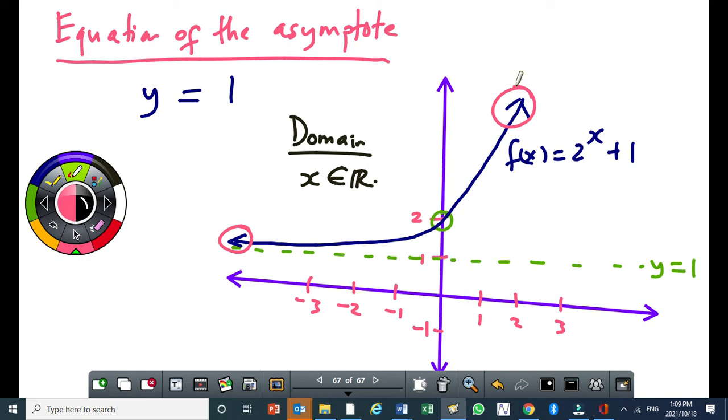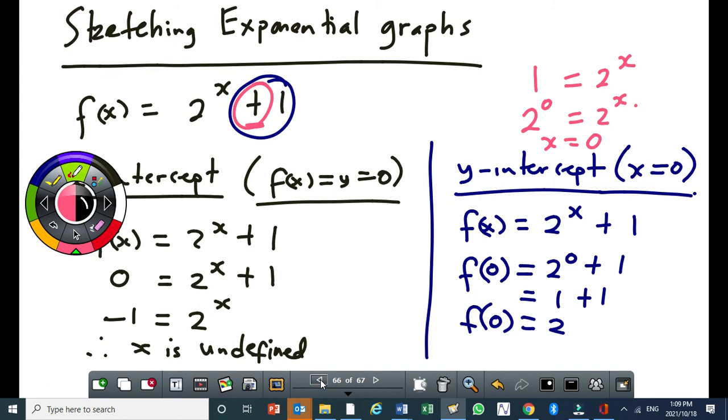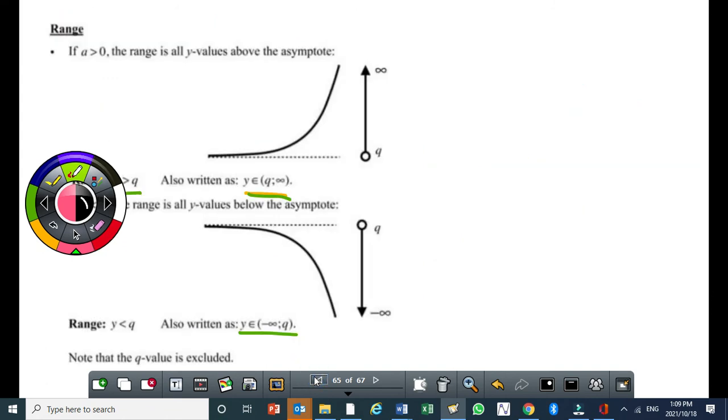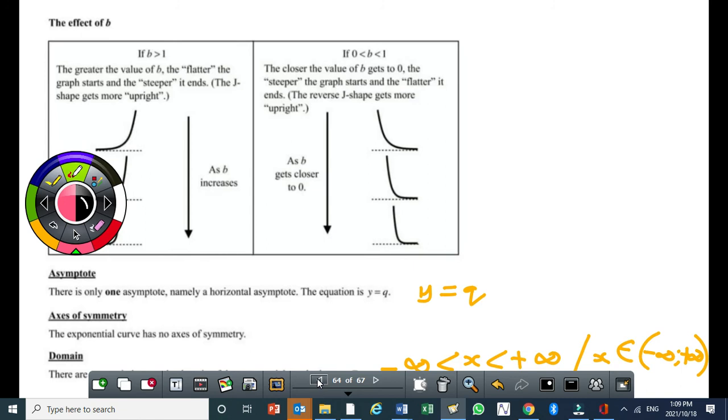Yes. So when you find your asymptotes for exponential functions, you use the same things as before, as you can use the value of q. I've told you here already. Yes. That the equation of an asymptote for an exponential function is always y equal to q. Always.